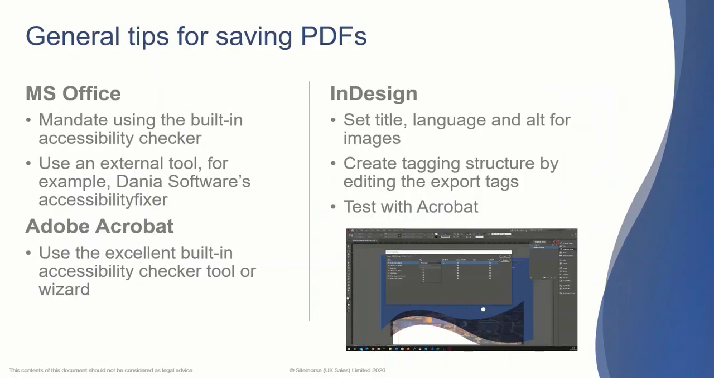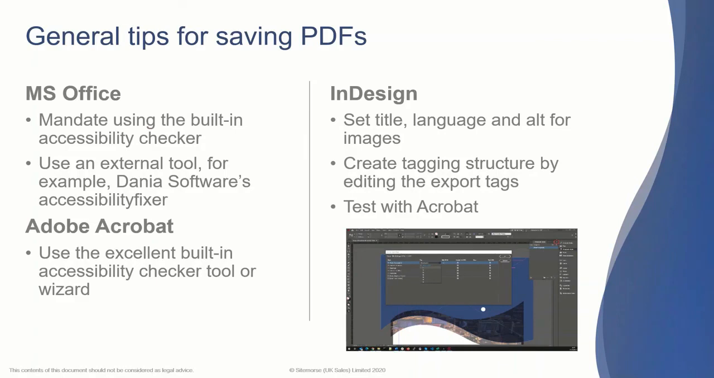So here are some general tips for saving PDFs. For Microsoft Office documents saved as PDFs, you already have the tool. What you should do is educate your PDF creators and make it part of your workflow. If they keep forgetting, there are tools you can employ. One example we use in marketing at Sitemorse is Dania Software's accessibility checker, which takes you through all the steps to make sure the PDF you create is accessible.